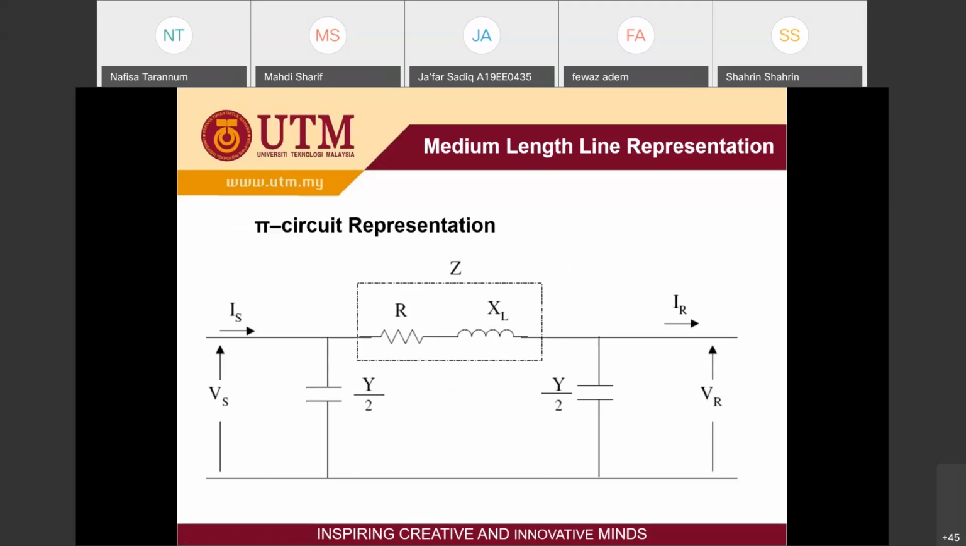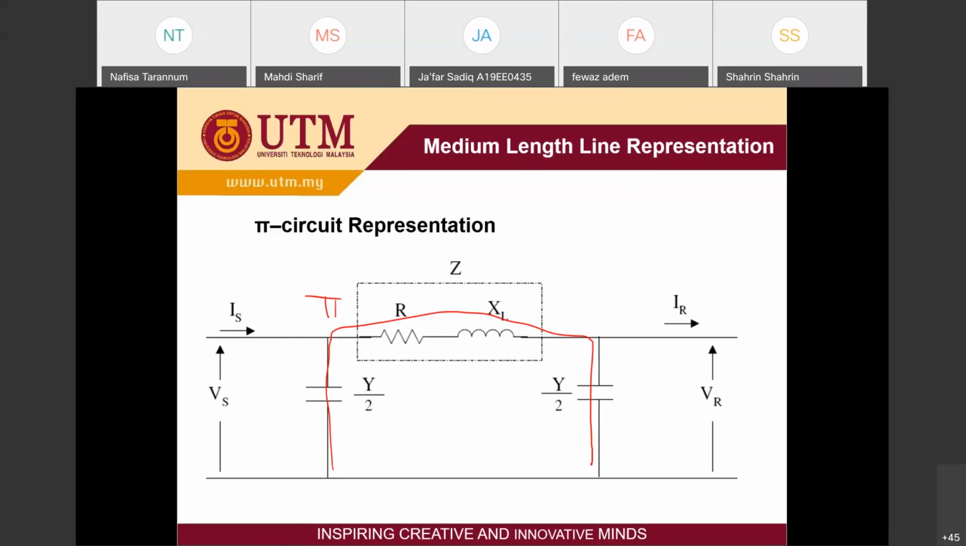And the next model to represent the medium length line is what we call the pi circuit representation. So instead of Z being divided into half, for the pi, what we do is the admittance is divided into half. As you can see, the shape is in a pi shape right now, rather than a T shape. So that's why we call this one a pi circuit representation.